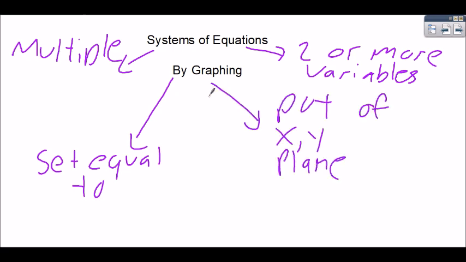We're going to have multiple, two or more variables that we're going to set equal to each other by putting on an XY plane. So all that means is we're going to graph two lines and you're going to tell me where do they cross.